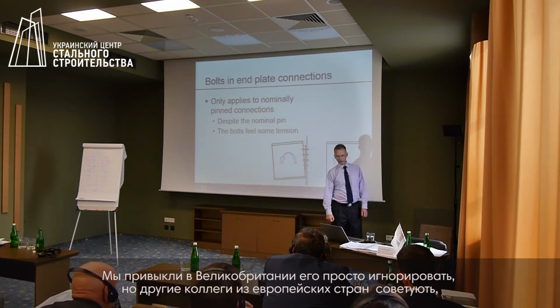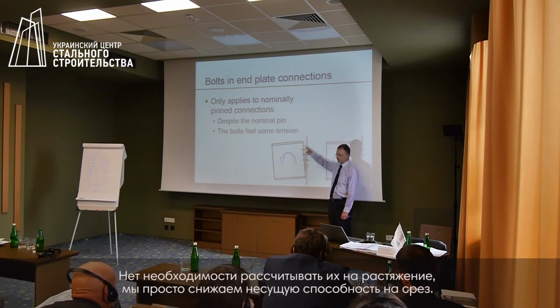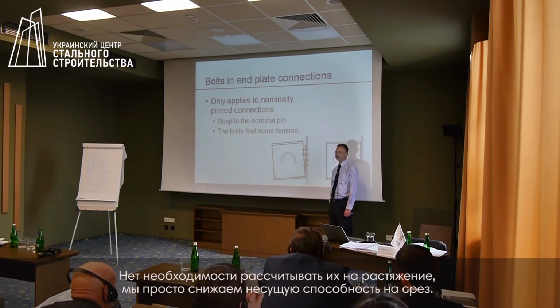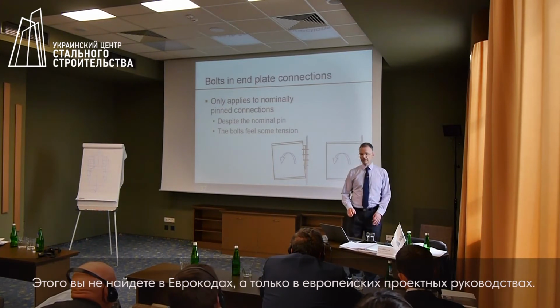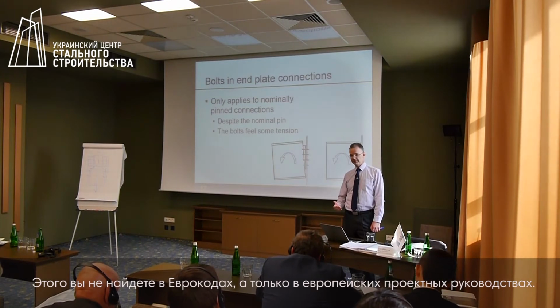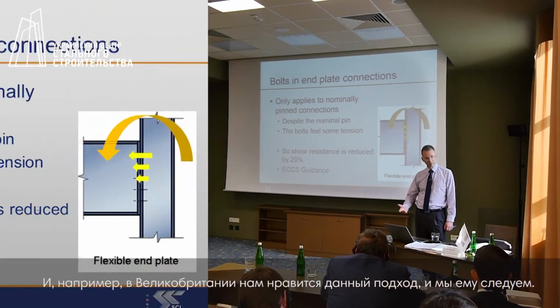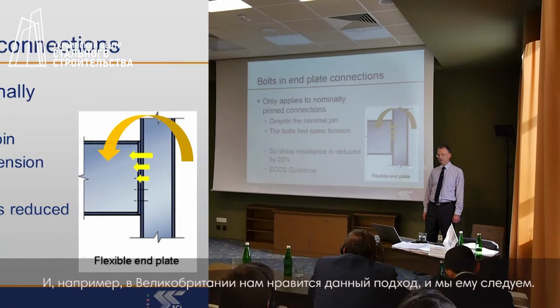But the advice from other colleagues in Europe is that we should reduce the shear resistance of these bolts a little bit to allow for the tension. We do not have to calculate the tension, we just reduce the shear resistance. This is some advice which is not found in the Eurocode. This is only found in European design guides, but it feels like good advice, and therefore in the UK we accept this advice.